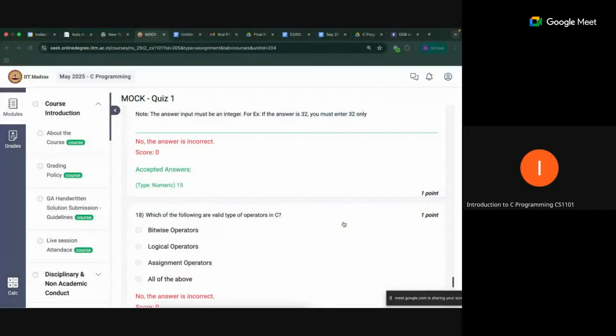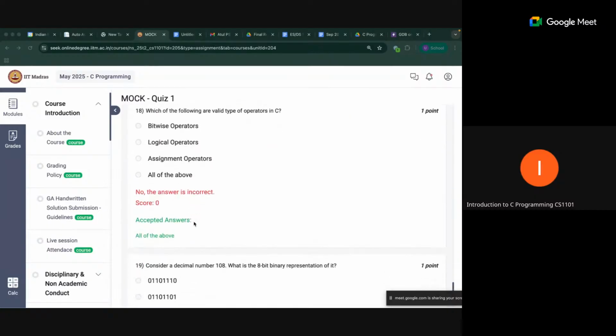Yes, ma'am. Okay. So similarly plus equal, minus equal are assignment operators, and then unary operators like plus plus, minus minus, and then the ternary operator. That's it. So these are the operators.